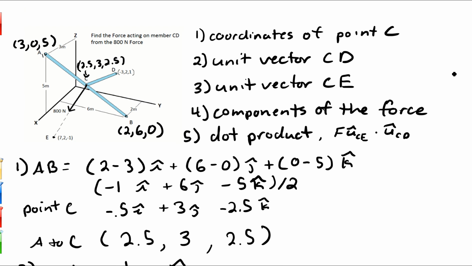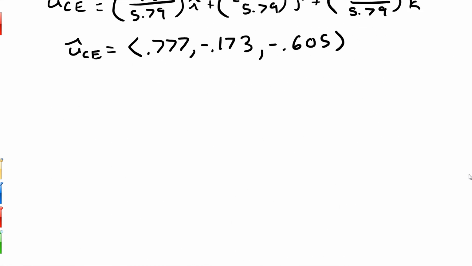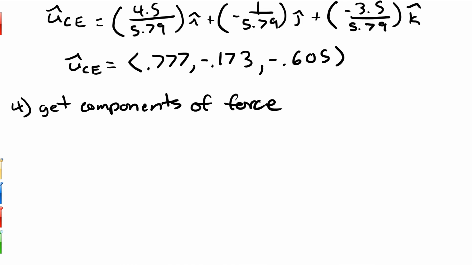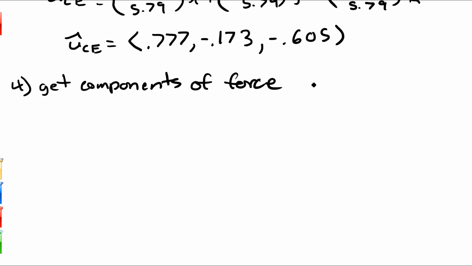So now we're going to come down here and find step 4, which is the components of the force. We're just going to take this 800 Newton force, which is just its magnitude, and break it into its X, Y, and Z components. So let's go ahead and do that. Step 4, get components of force. That's just going to be F dotted with U hat CE.